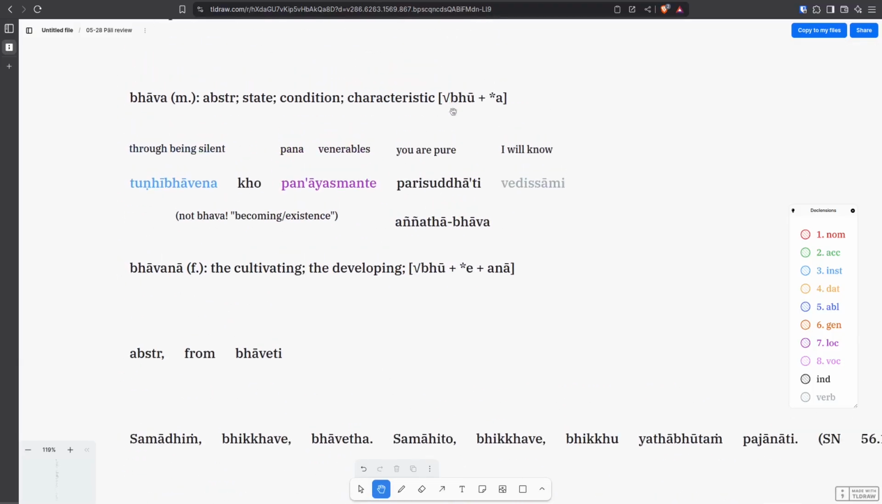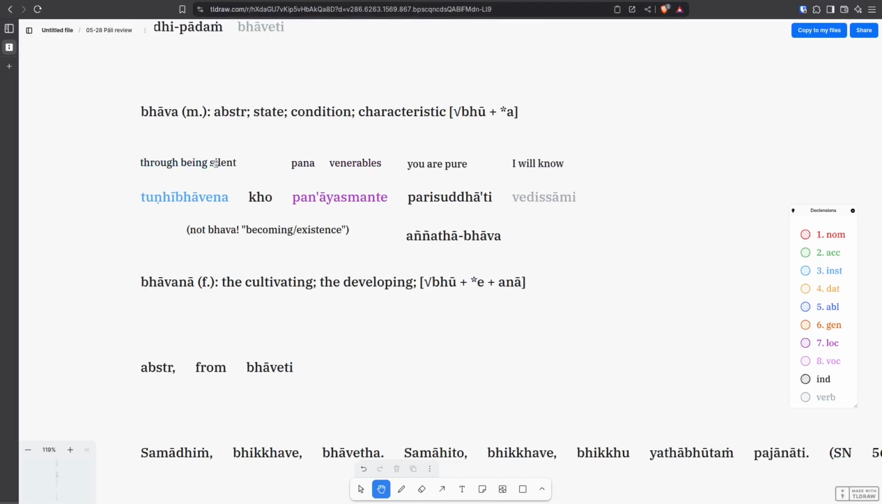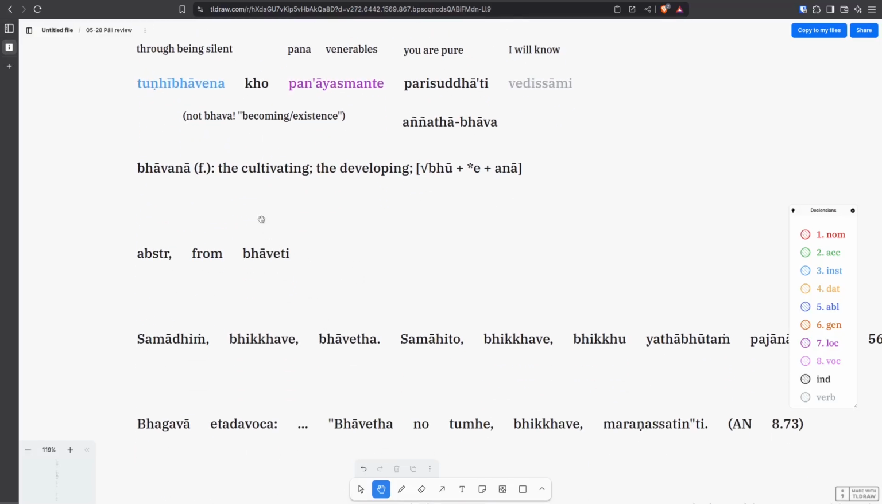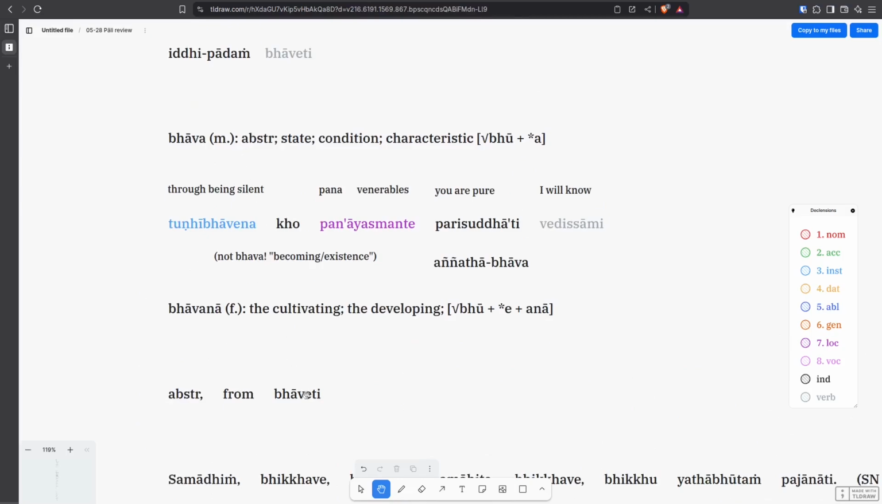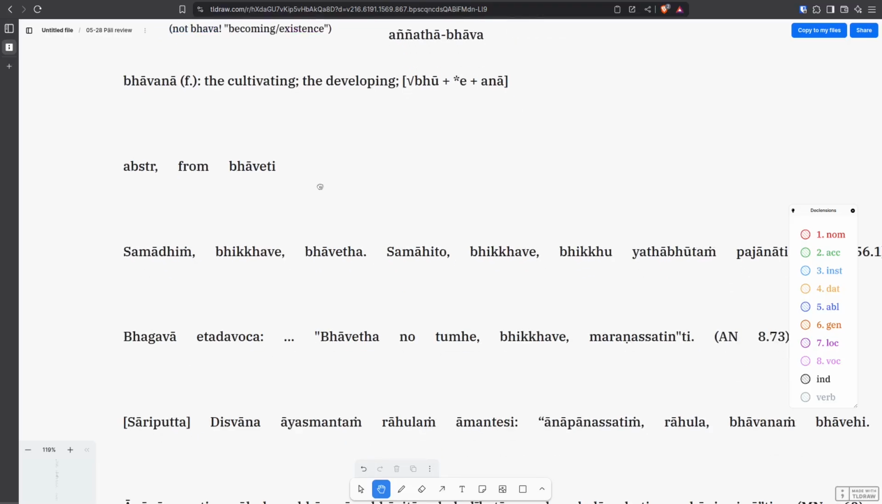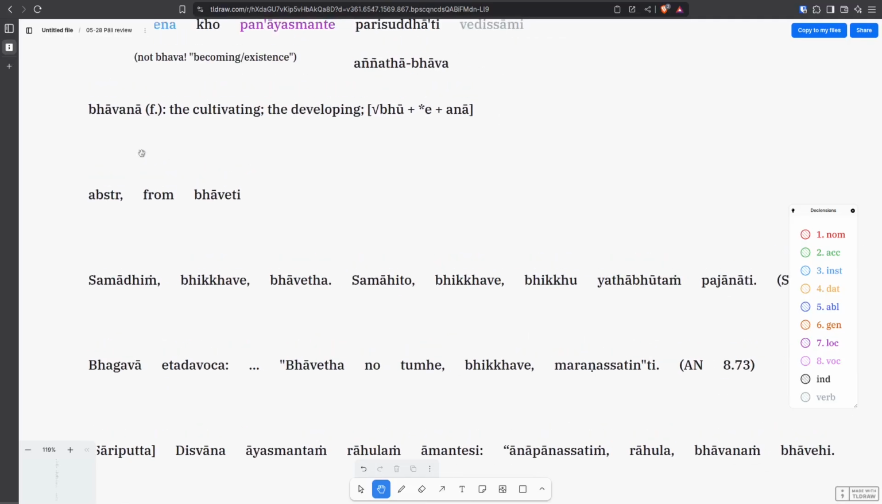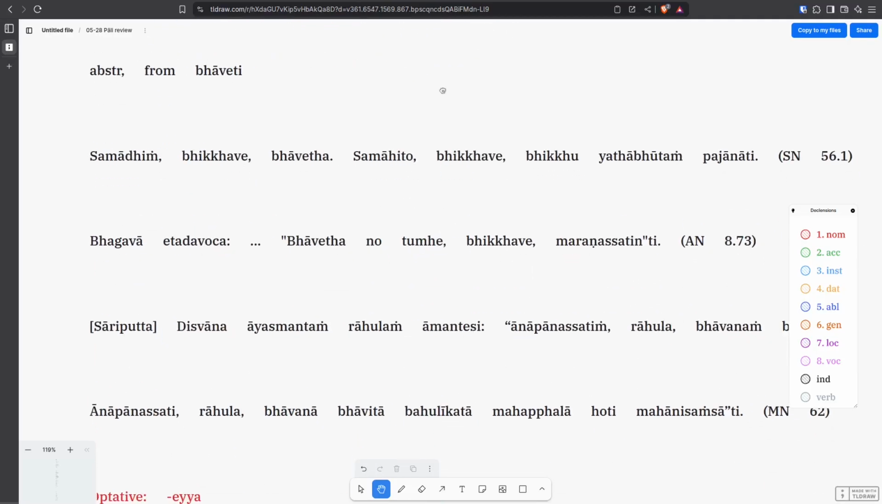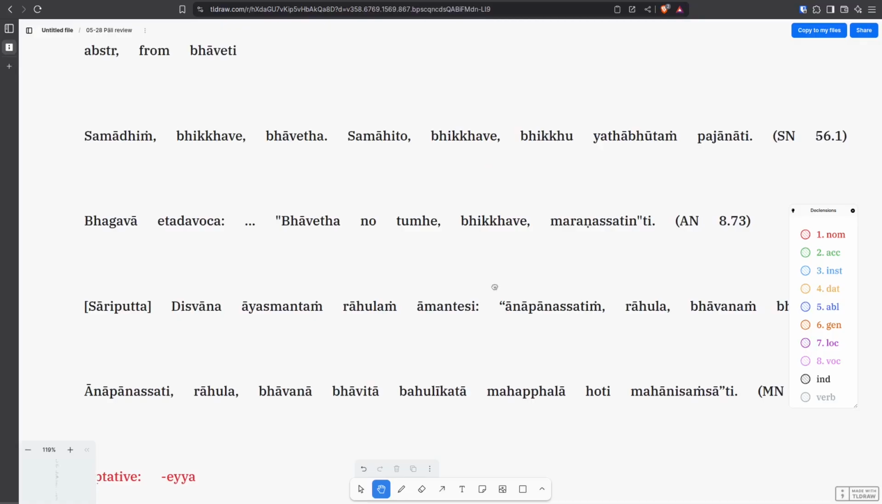So again, with root bu, another noun is the bhavana. When we talk about meditation, right, it's bhavana, cultivating, developing. And again, this form is from bhaveti, from the action. Let's read these examples. Ajangavesako, can you read the first one, please?